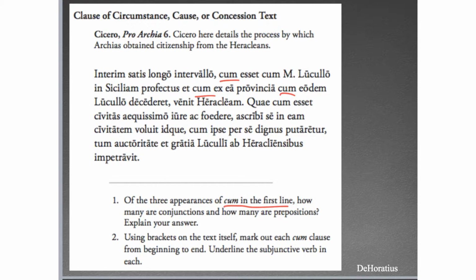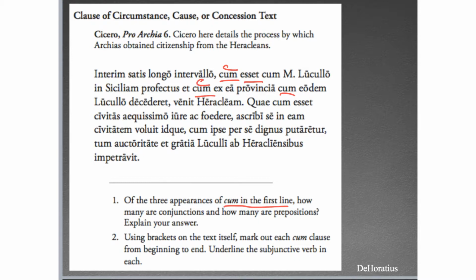So, for instance, the first one, you've got esset right after cum. Cum followed by a subjunctive verb, very good chance that that is going to be a conjunction. Next example, cum followed by a preposition. That doesn't necessarily indicate explicitly that it's going to be a conjunction, but certainly indicates that it's not going to be a preposition. It would be very rare to have one preposition, cum, followed by another preposition, ex, excuse me. So by process of elimination, cum is going to be a conjunction.